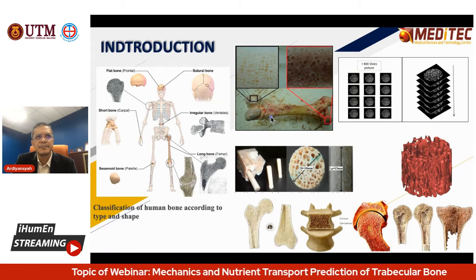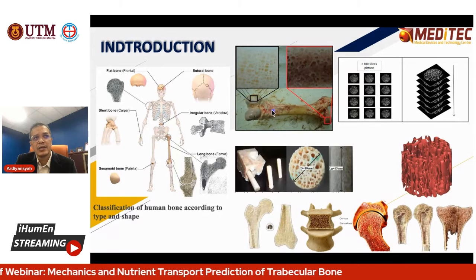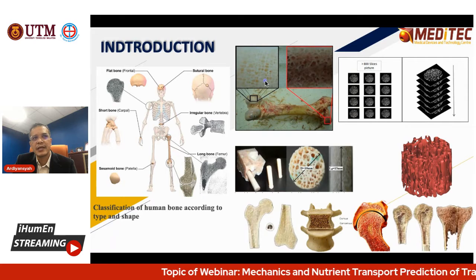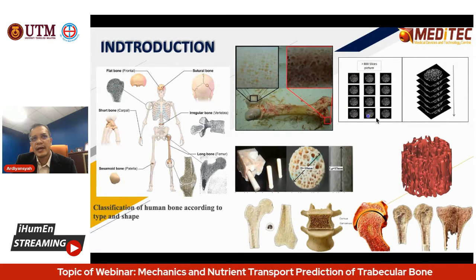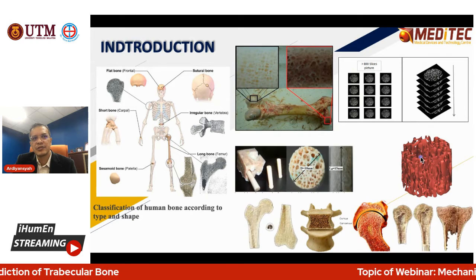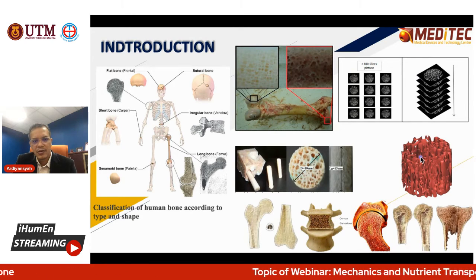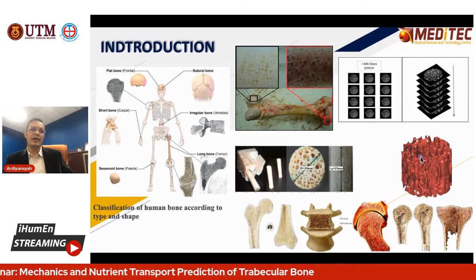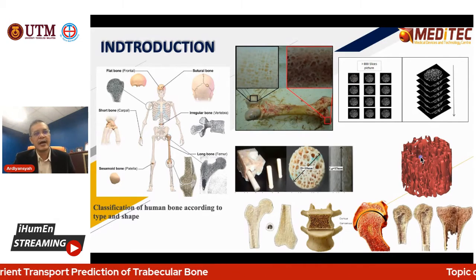This is an example, a bovine bone. We cut it and take a cylinder, then we can see the porosity of the cancellous bone. If you scan it, it becomes like this. There is a porous structure. This one is also after reconstruction of the trabecular bone. You can use micro-CT scan because it has a higher resolution.